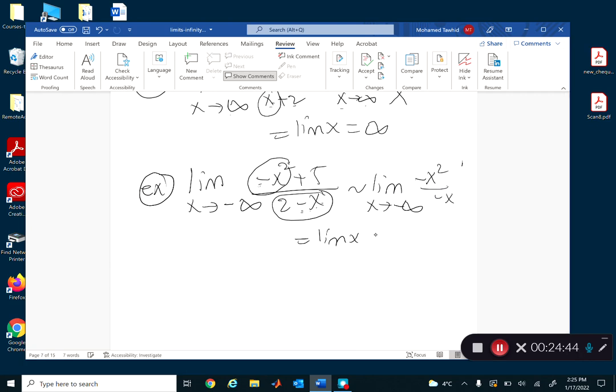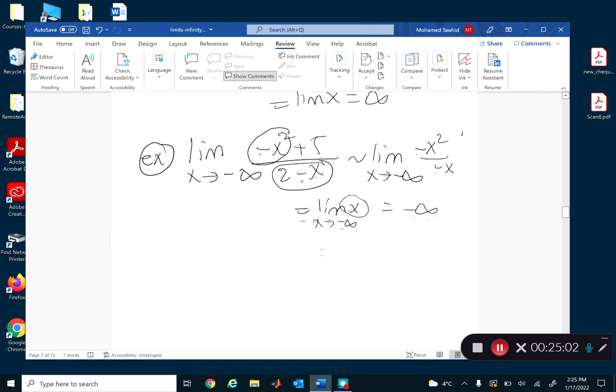You have x, and here x is close to minus infinity, so you will have minus infinity. When x is close to minus infinity, what is your x? Your x here is minus infinity. Look what you have, negative over negative, you get positive. 1x cancels 1x, you get x. But x is close to minus infinity, then you must get minus infinity.